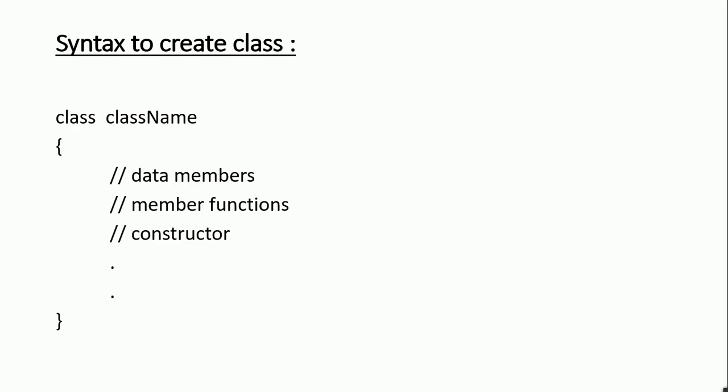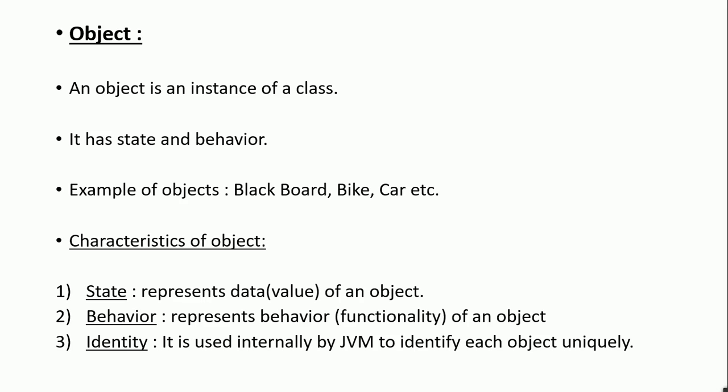Okay, so here we have object now. So what is an object? An object is an instance of a class, and every object has its different state and behavior. Examples of objects are a blackboard or a bike or a car, or you can take any real world entity as an object. The characteristics of an object mainly are three. First is state, which represents the value of the object, then behavior, which represents the functionality of the object, then identity, which is the unique ID of an object and is used internally by the JVM to identify each object uniquely.